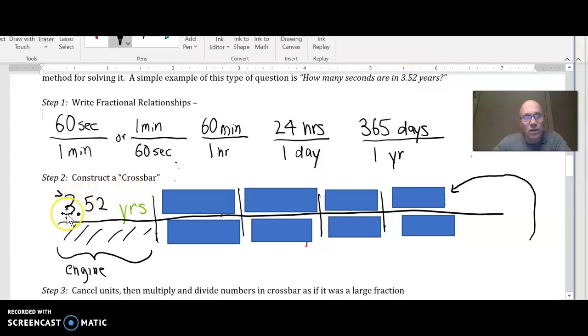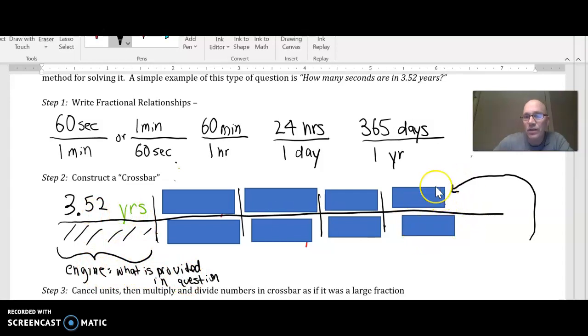So notice that we draw this long line and we put that information on top of the line. We're going to put this bar right here to separate that from the other things that we're going to be putting in. And the bottom section is always going to be empty in the engine. So again, that beginning part is the engine. That's what is provided in the question, and we put that here.